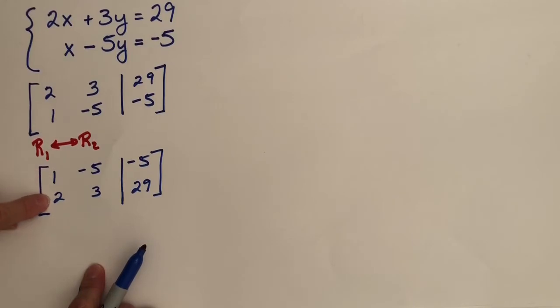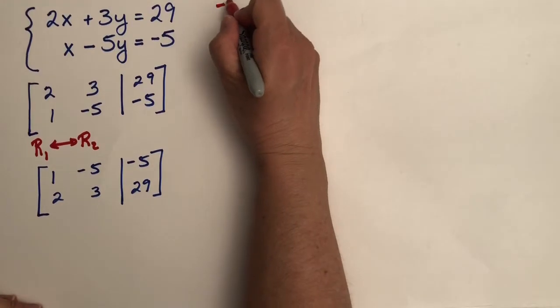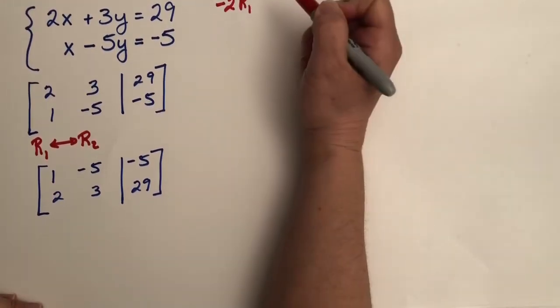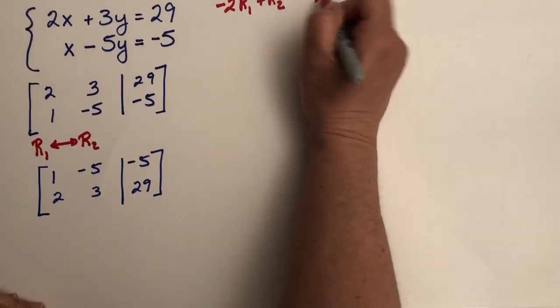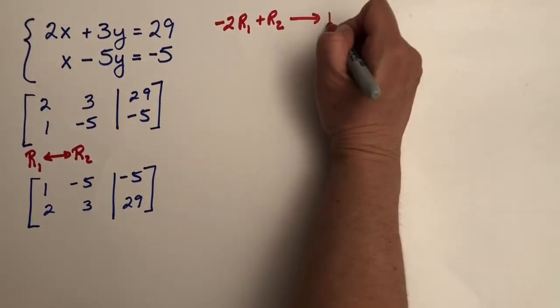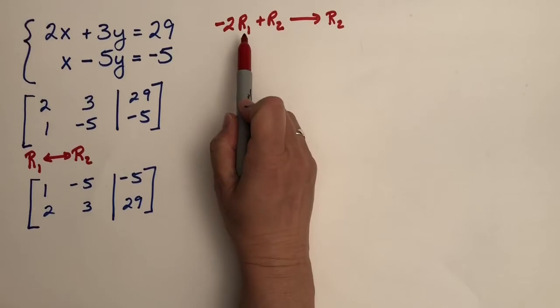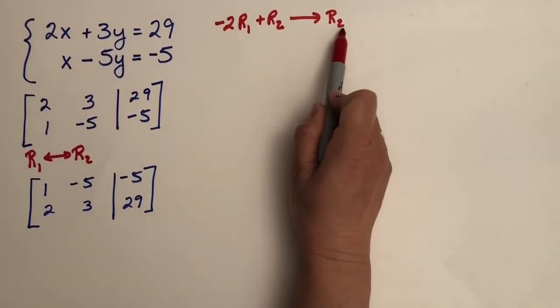Our next step is to get a 0 beneath. So probably the easiest way to do that would be by multiplying this row by -2 and adding it to row 2. So here's what I'm saying. We're going to take -2 times row 1. We're going to add it to row 2, and we're going to place it in row 2. Let me move this down so you can see it. When you're combining row 1 and row 2, mathematically speaking, it must be placed into either row 1 or row 2.